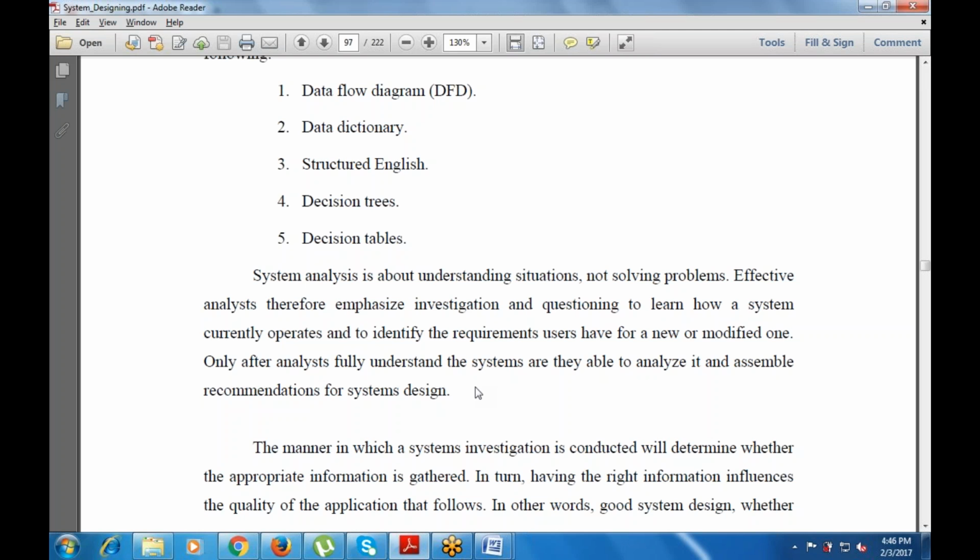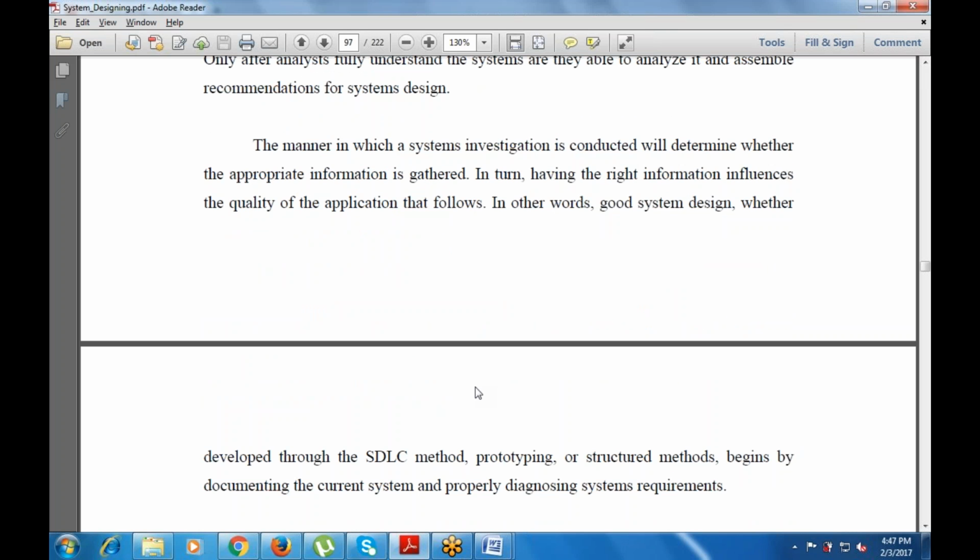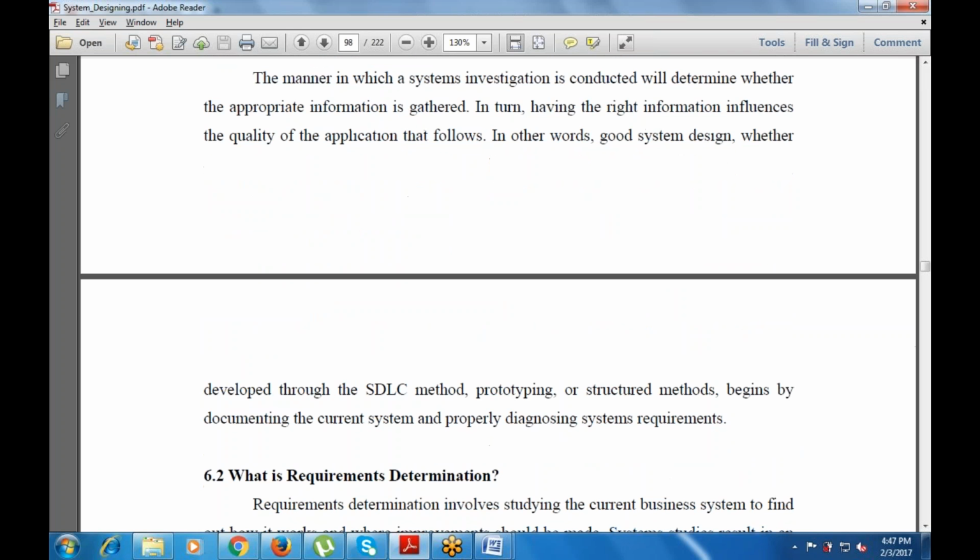The manner in which a system investigation is conducted will determine whether the appropriate requirements are gathered or not. In turn, having the right information also influences the quality of the application that follows. In other words, any good system design, whether developed through the SDLC, prototyping, or structured English, begins by documenting the current system, providing the correct system, and properly diagnosing the system requirement.